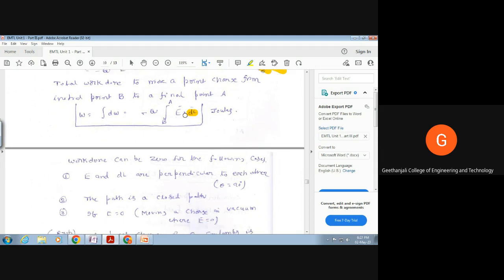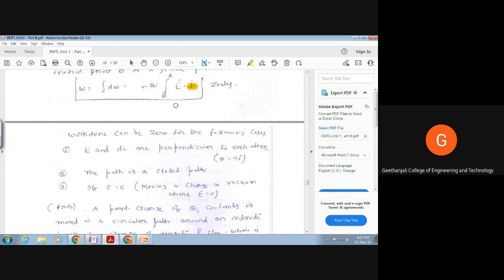First thing is E and dl are perpendicular to each other. E into dl into cos theta. E and dl are perpendicular means the angle is 90, cos 90 is equal to 0. So if you try to move this point charge of Q coulombs along a path which is always perpendicular to the direction of electric field intensity, then the work done becomes 0.